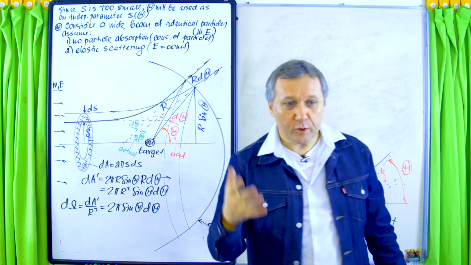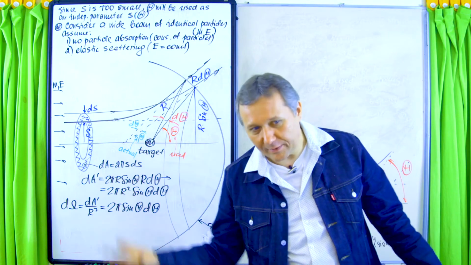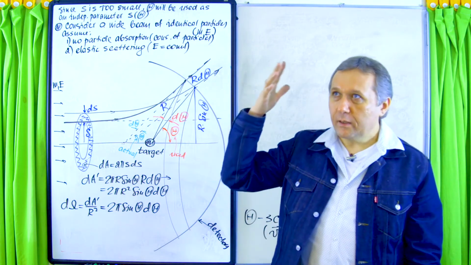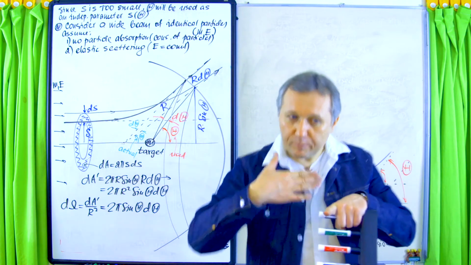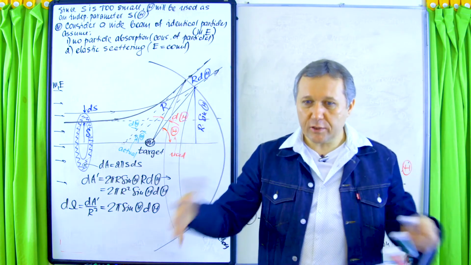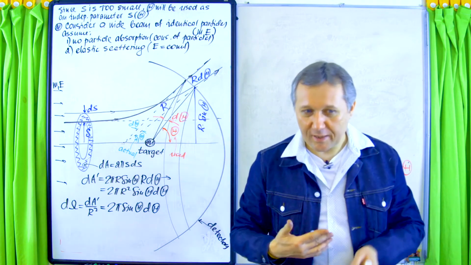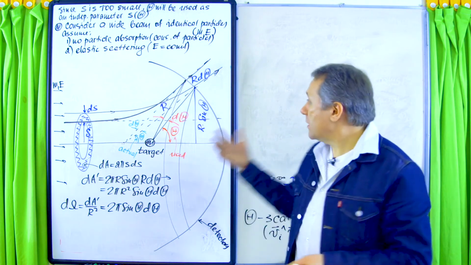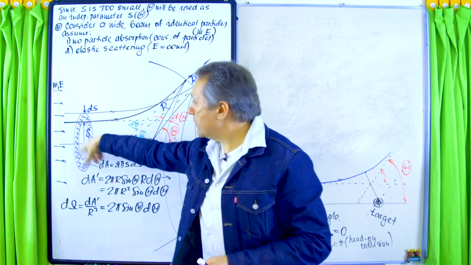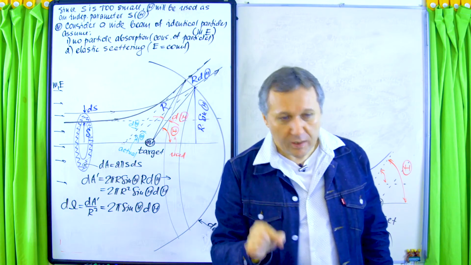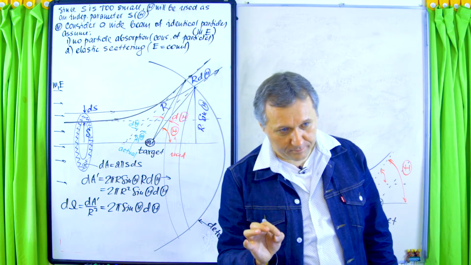You remember in optics, how do we define the intensity of a beam of light? It's basically the amount of energy per unit area and per unit time. A very similar definition of intensity is used to define the intensity of the incident beam, but the intensity of the scattered beam will be defined in a slightly different way.